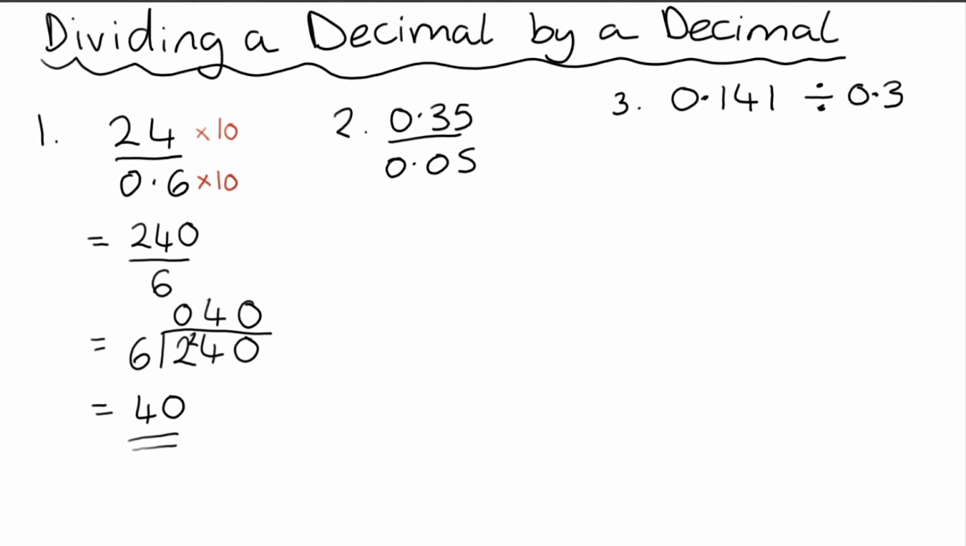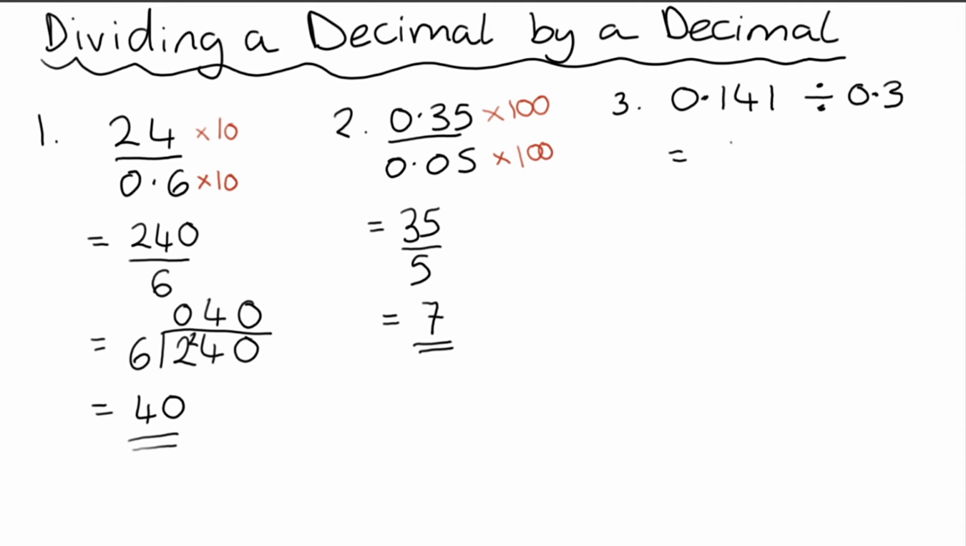Okay, the second one. This time we need to multiply by 100 because we need to move the 0.05 2 places to make it into the units column. So we will get 35 divided by 5. I can actually do that one in my head. 35 divided by 5 is 7. No need to do a division sum. And that's our answer for question 2.